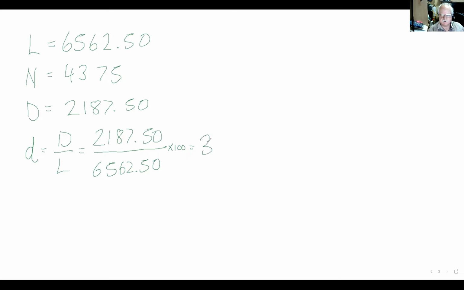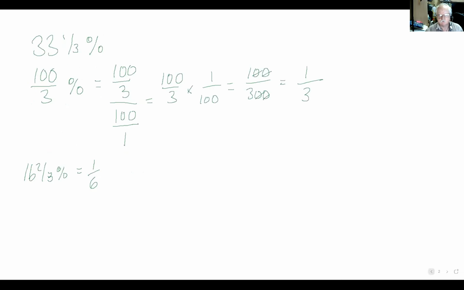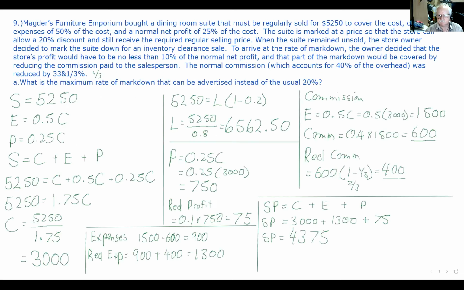And I got exactly 33 1/3%. And so that 33 1/3% would be our final answer here. Well, that would be the maximum rate of markdown that can be advertised when they put this thing on sale at the inventory clearance.